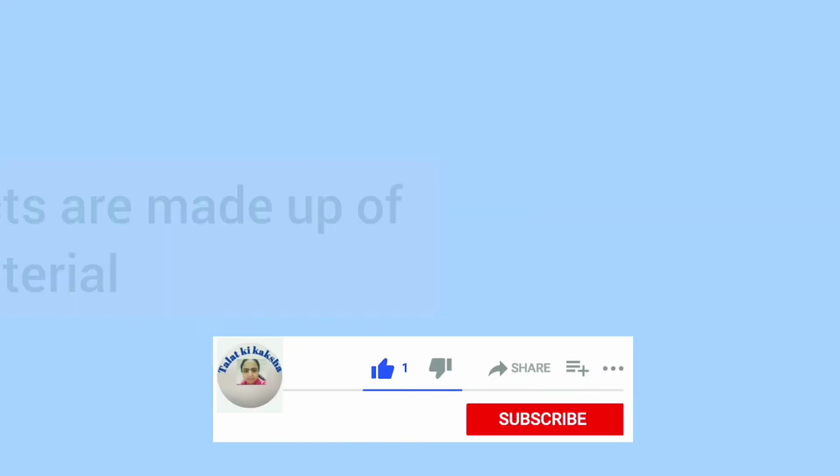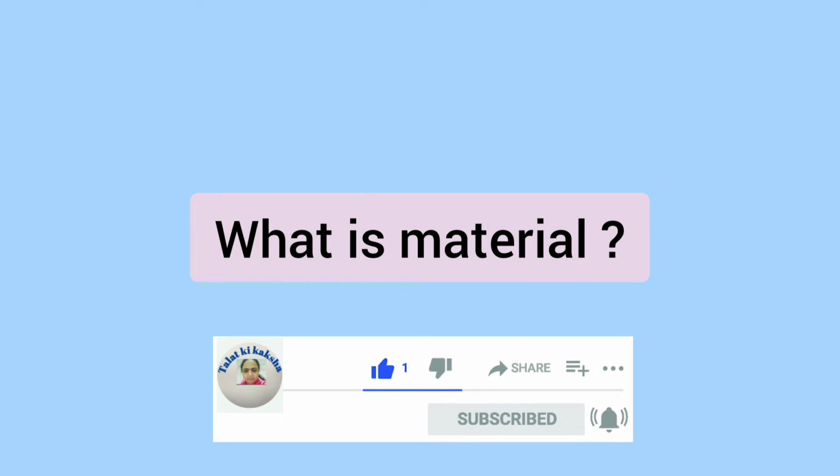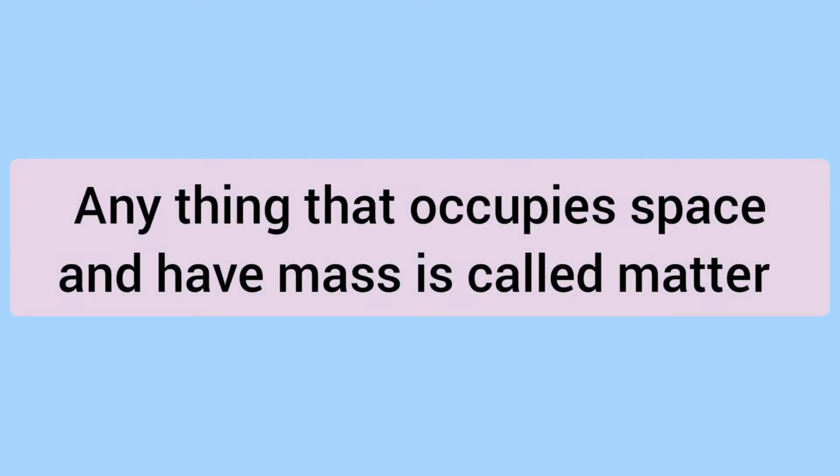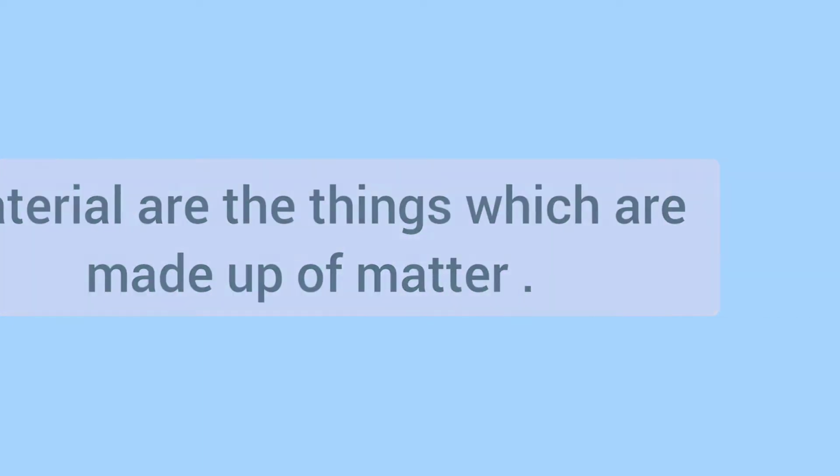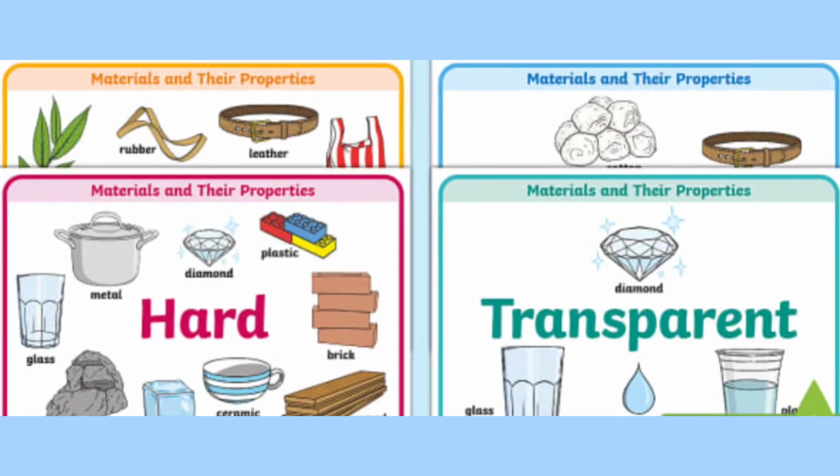You know what is material? Anything that occupies space and has mass is called matter. Materials are things that are made up of matter. To know how to use all these objects, we have to categorize them.